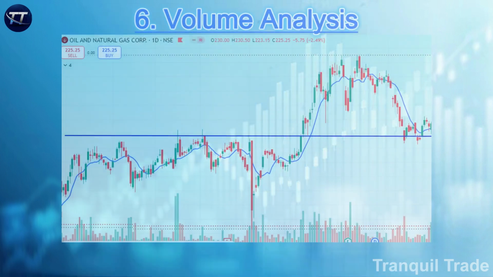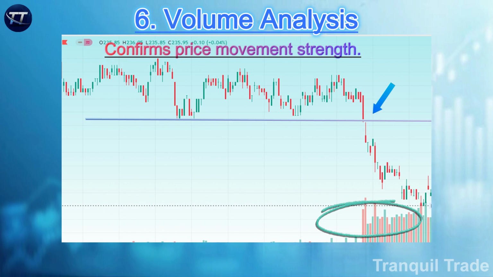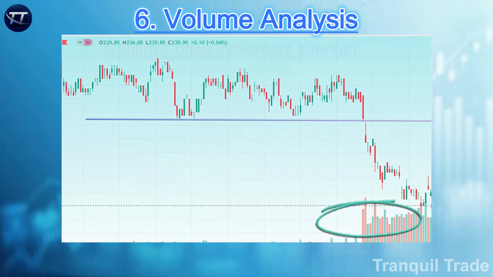Volume analysis. Volume confirms price movement strength. A breakout with high volume is more reliable than one with low volume.